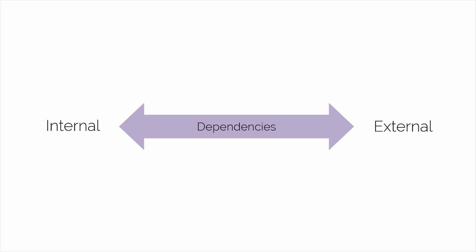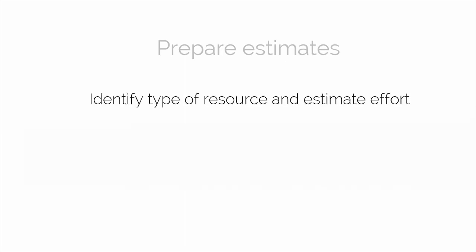The next step is to prepare estimates. A decision about how much time and resources are required to carry out a piece of work to accomplish standards of performance must be made by identifying the type of resource required and estimating the effort required for each activity by resource type.